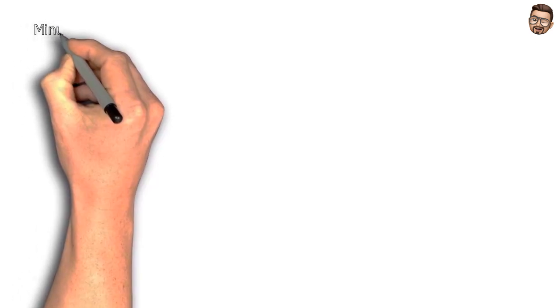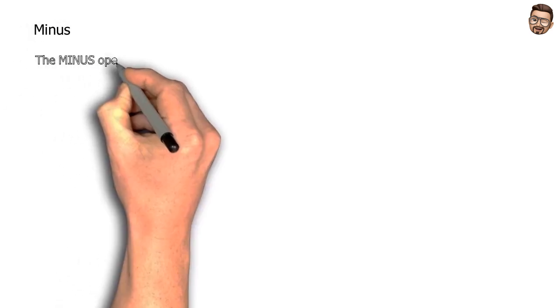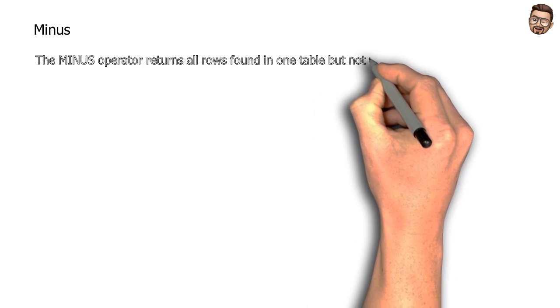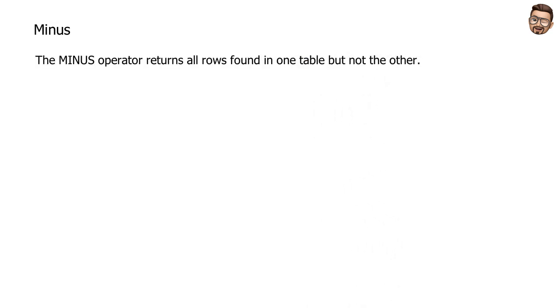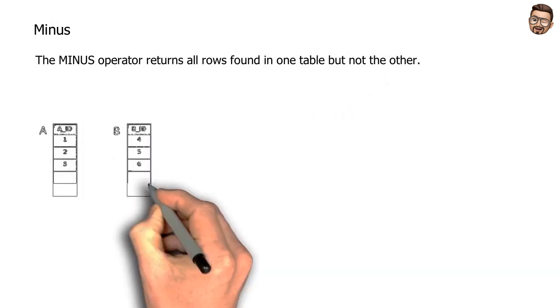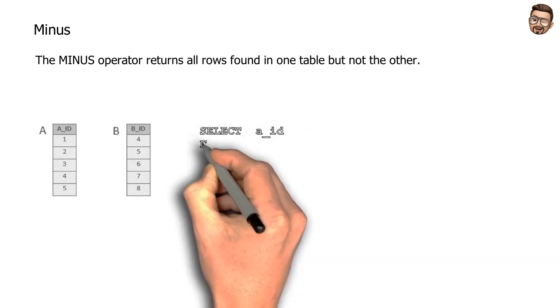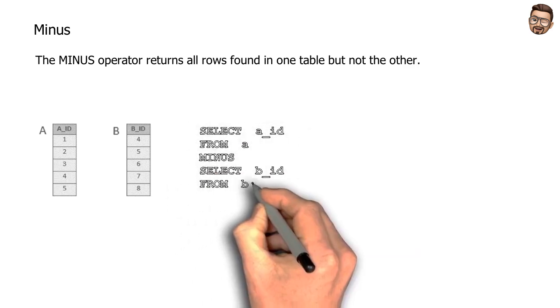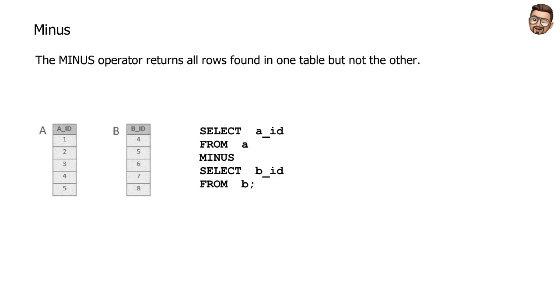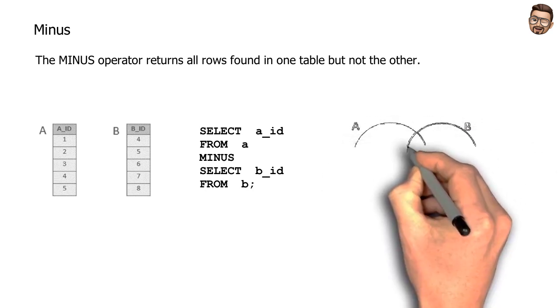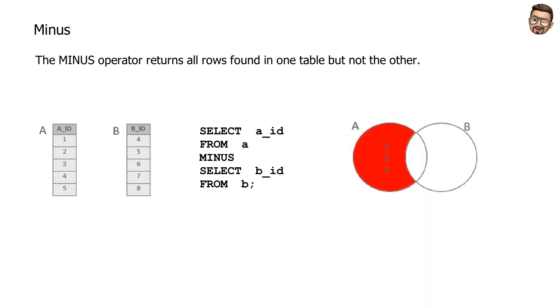The next operation is minus. Minus operator returns all rows found in one table but not the other. For example, we have select AID from A minus select BID from B. So from A we'll get 1, 2, 3, 4, 5 and from B we'll have 4, 5, 6, 7, 8. A minus B means what's in A but not in B. Okay, what's in A but not in B is 1, 2 and 3. So that's the result of our minus operation.